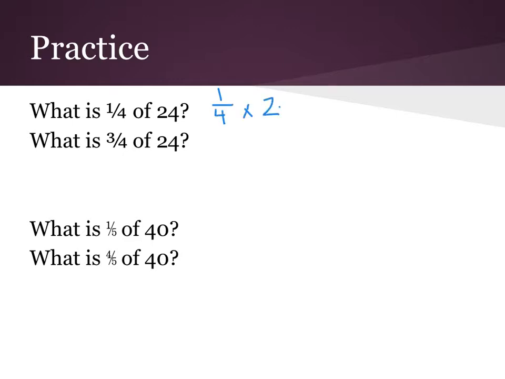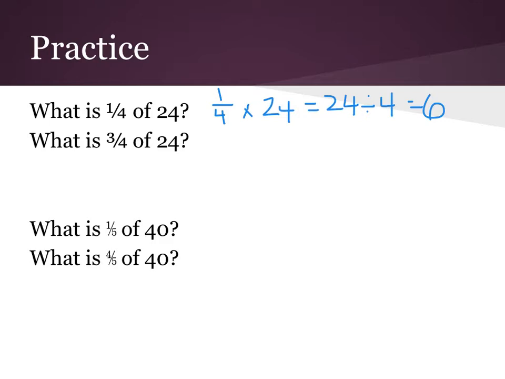So 1/4 of 24 is the same thing as 1/4 times 24. To find 1/4 of 24, we're really asking what is 24 divided by 4, and that would be equal to 6.